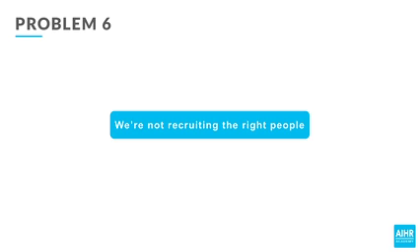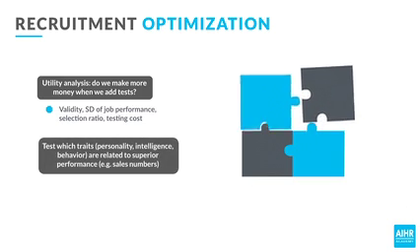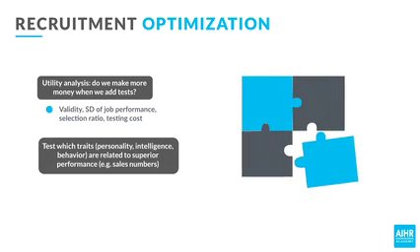Now the next problem is we're not recruiting the right people. In academic writing about recruitment optimization, there's something called utility analysis. Utility analysis is all about calculating the total utility of adding or removing certain assessments. As you know, if you take for example an IQ test or a personality test, based on those assessments you can predict performance to a certain degree. When these tests are combined, you can make an even better decision.